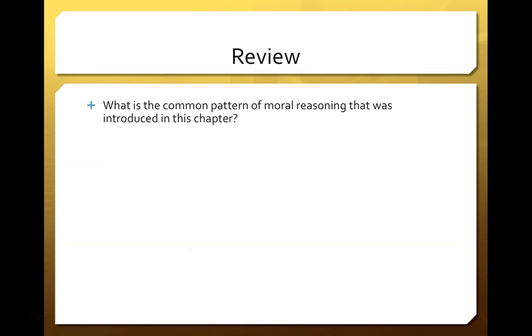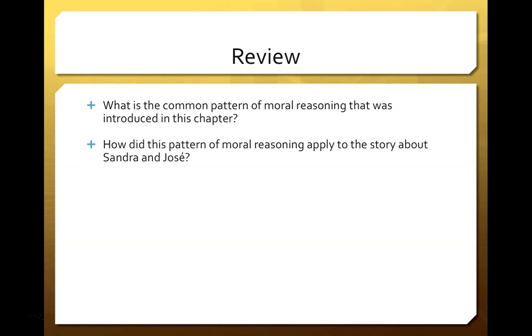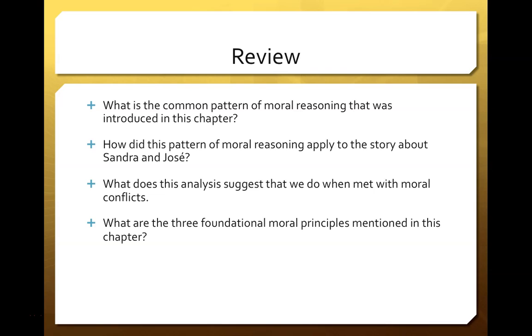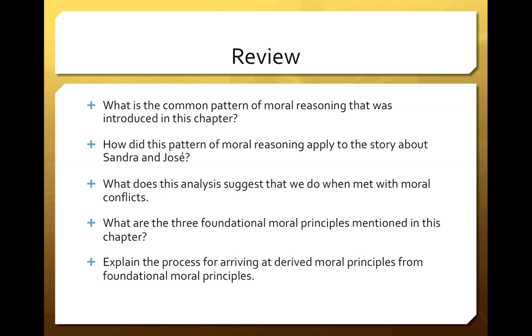Okay, to review, here are some questions that you should be able to answer. What's the common pattern of moral reasoning that was introduced in this chapter? How did this pattern of moral reasoning apply to the story about Sandra and Jose? What does this analysis suggest we do when we're met with a moral conflict? What are the 3 foundational moral principles mentioned in this chapter? And explain the process for arriving at derived moral principles from foundational moral principles.